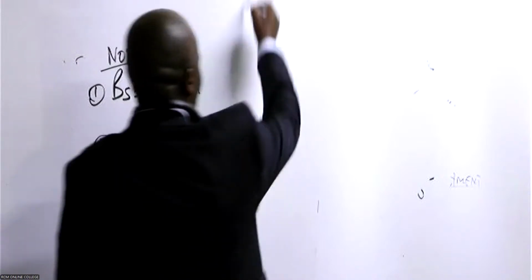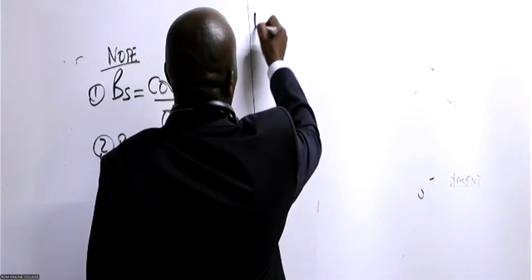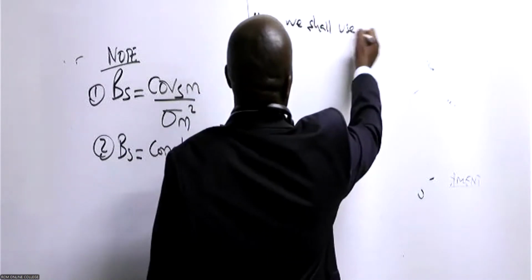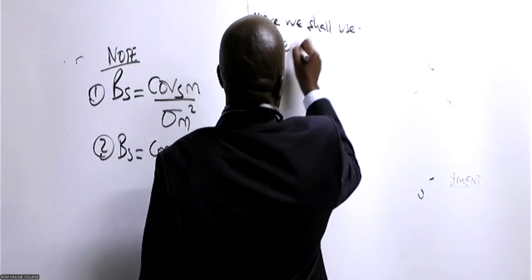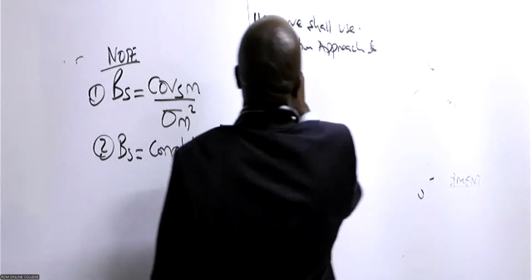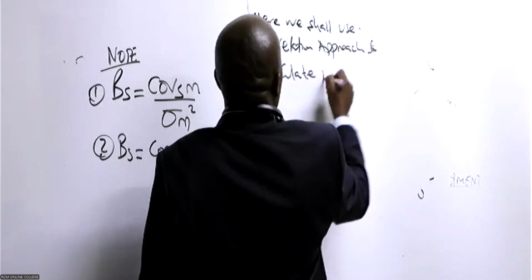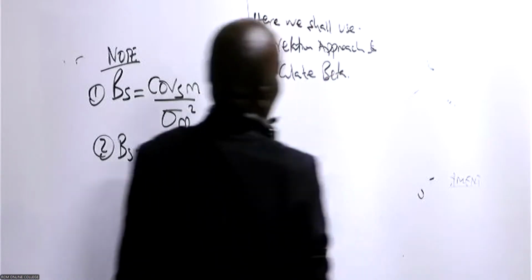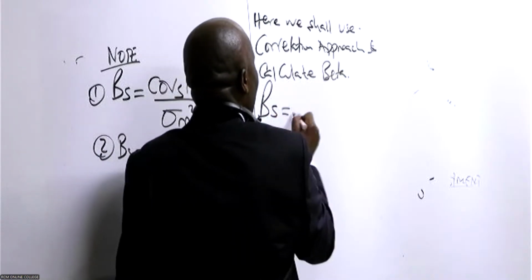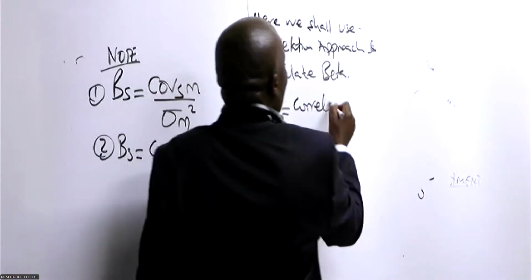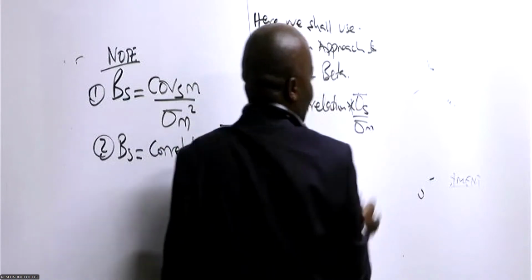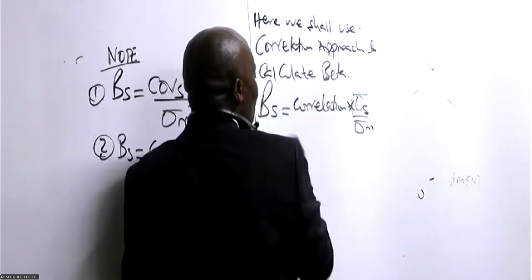So how will this look? Here we shall use the correlation approach to calculate beta, because they've given us correlations. To get beta of the security, I take the correlation provided and the standard deviation of the security over the standard deviation of the market, ignoring the percentages. So we start with P.